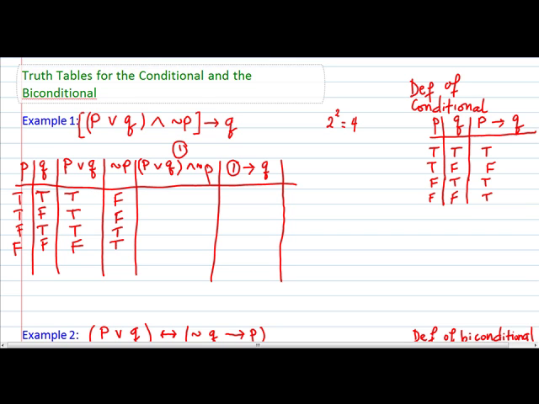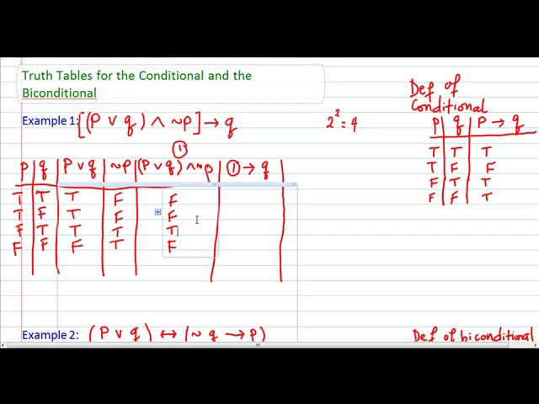And this column here, I'm doing P or Q, then not P. So now I need to combine these 2 columns here. I have P or Q here, and I put the AND with not P. So you have to put the AND between the 2 columns. True and false is false. True and false is also false. True and true is true. False and true is false.